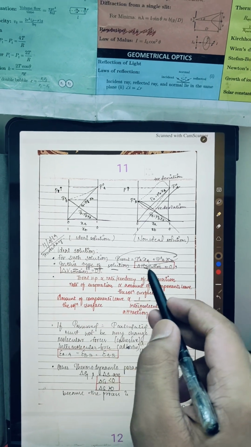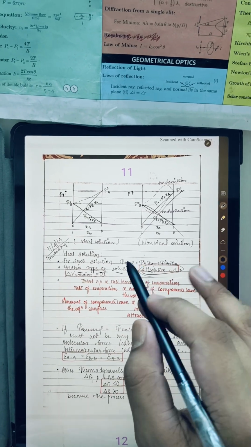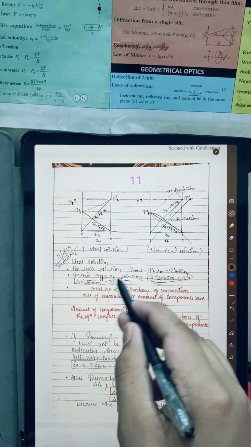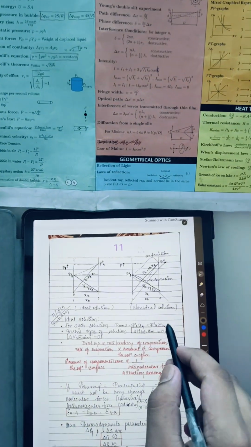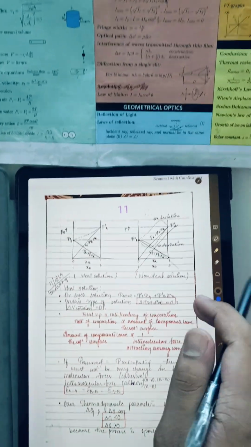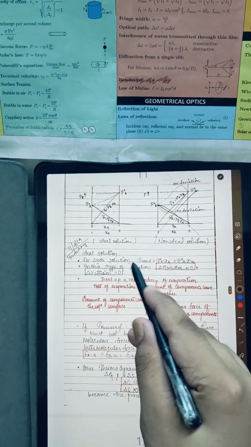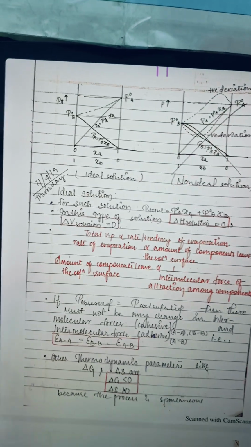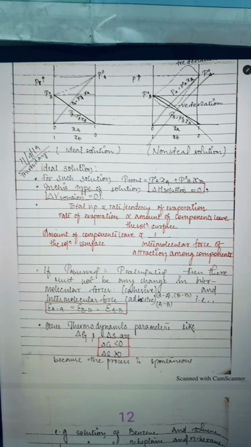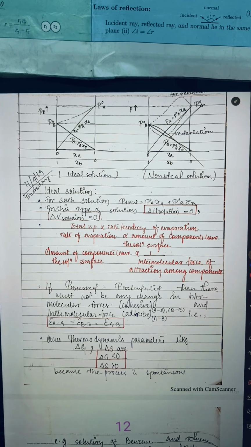In this type of solution, delta H of solution is 0. For an ideal solution, delta V of solution is also 0. You have to remember that delta H of solution is 0 and delta V of solution is also 0.